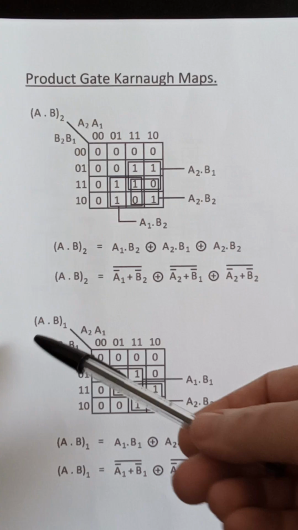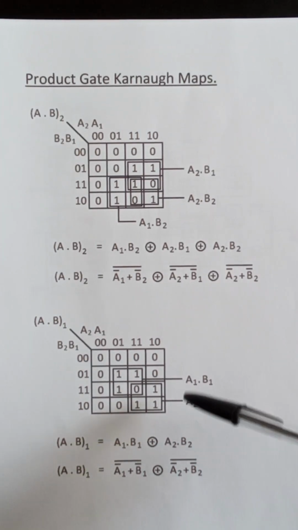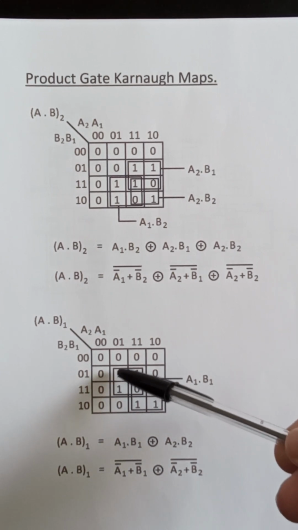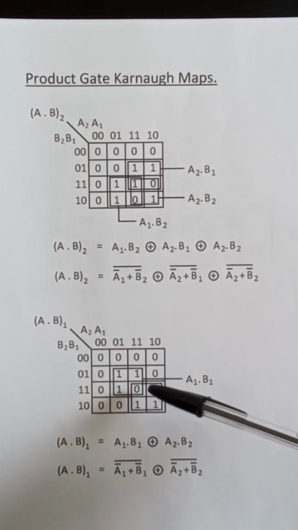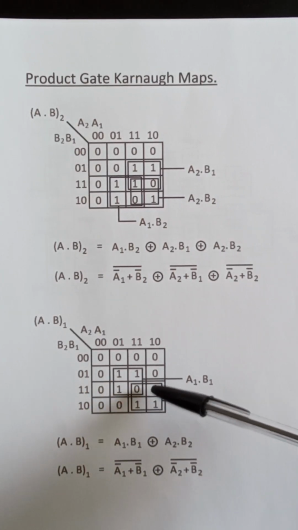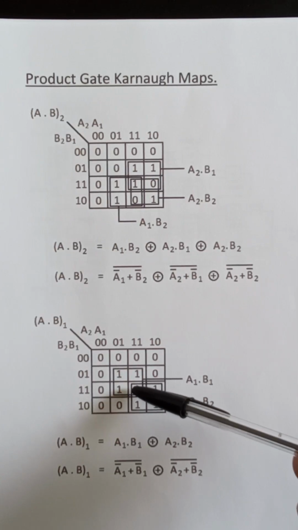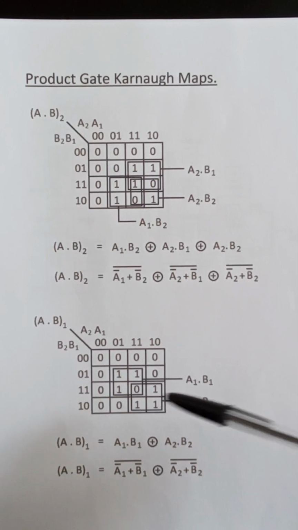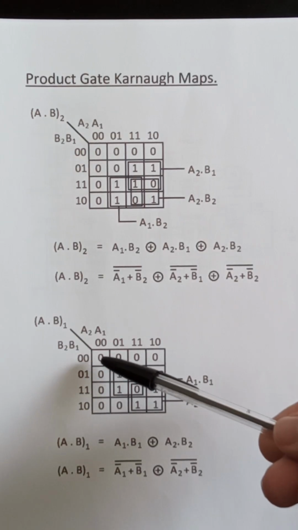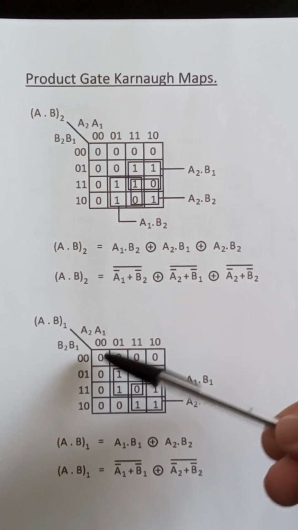So for the A times B1 Karnaugh map, we've got 2 loops going in here. Same rule again: if the coordinate is looped once, it's a logic 1. If looped twice, it's a logic 0. So these are looped once here, these are 1s. This coordinate here is looped twice, so it's a 0. And of course any unlooped coordinates are even, so 0 is even, so it's a 0.